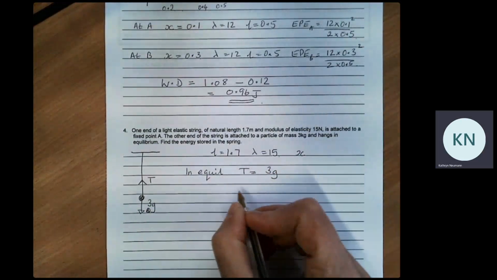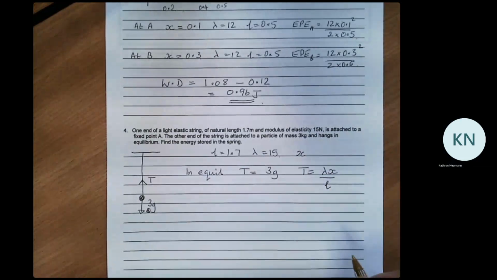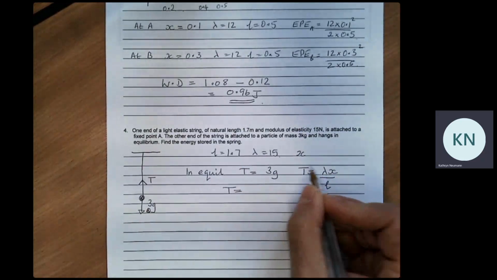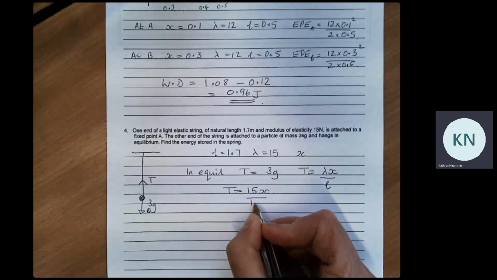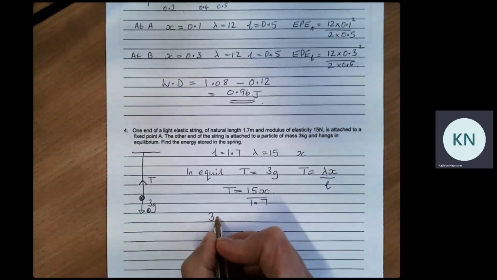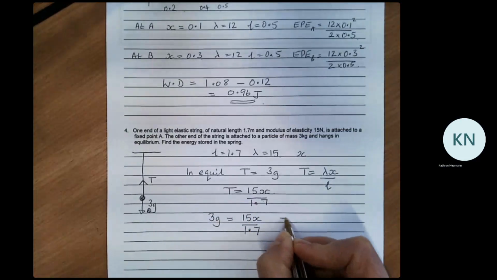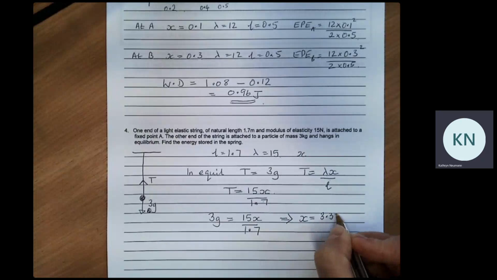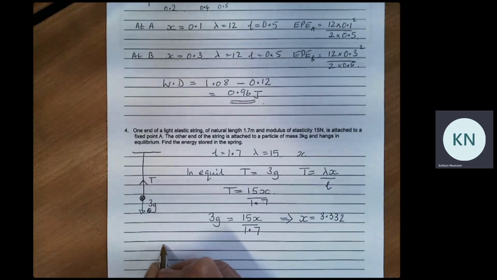But we also know that the tension in the string is lambda x over L. So using this equation here, the tension in the string is also equal to 15 times x, which we want to find out, over the natural length, which is 1.7. So equating these two, we get that 3G is 15x over 1.7, and that leads me to getting x equals 3.332.